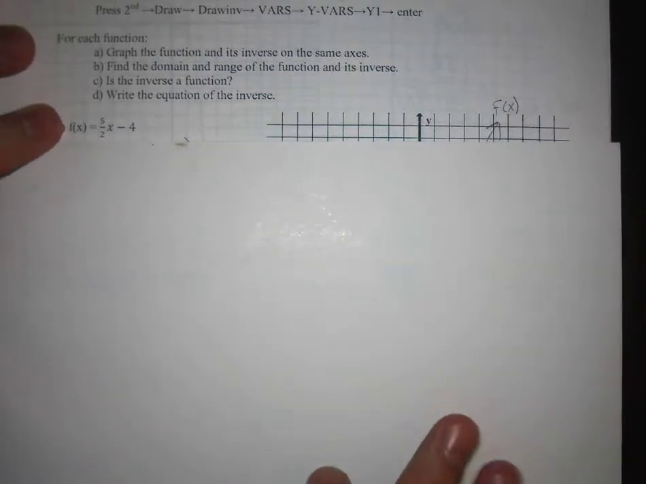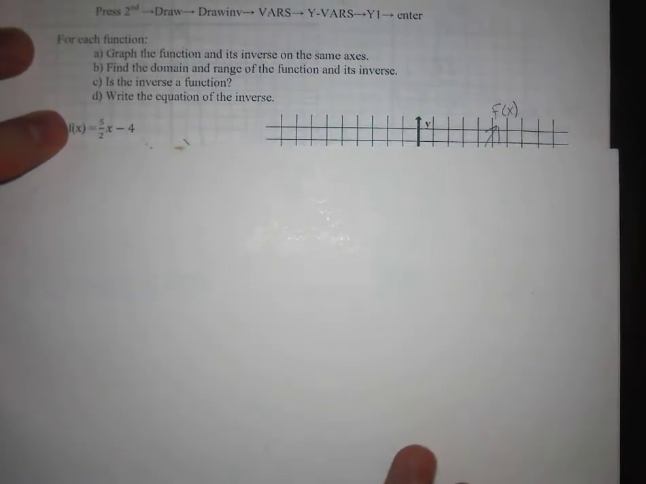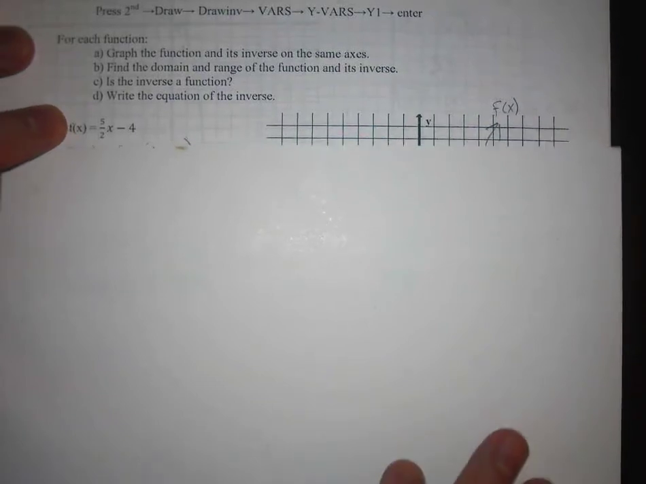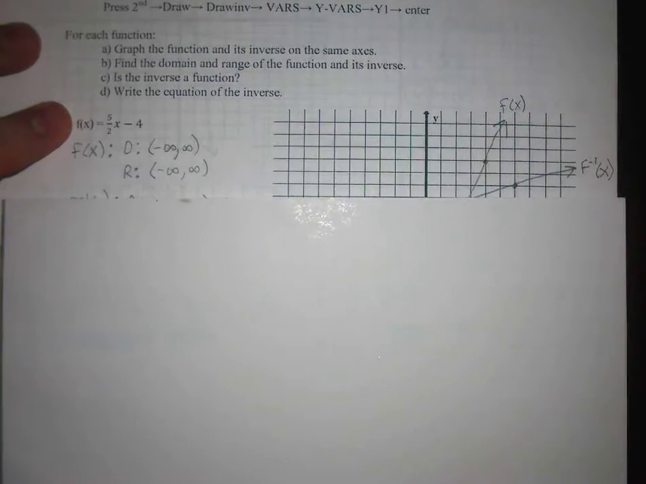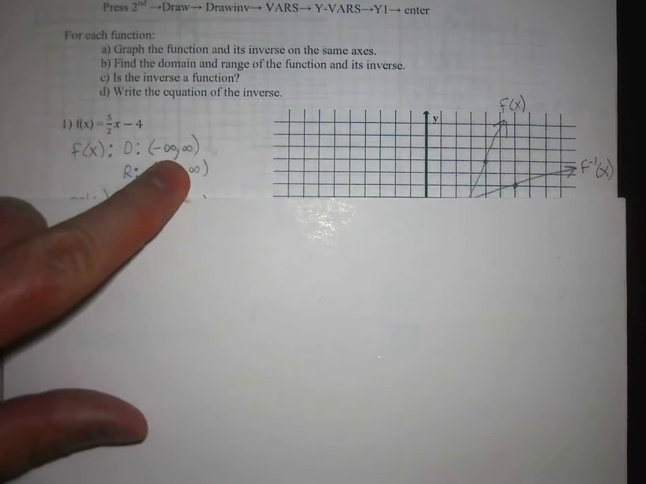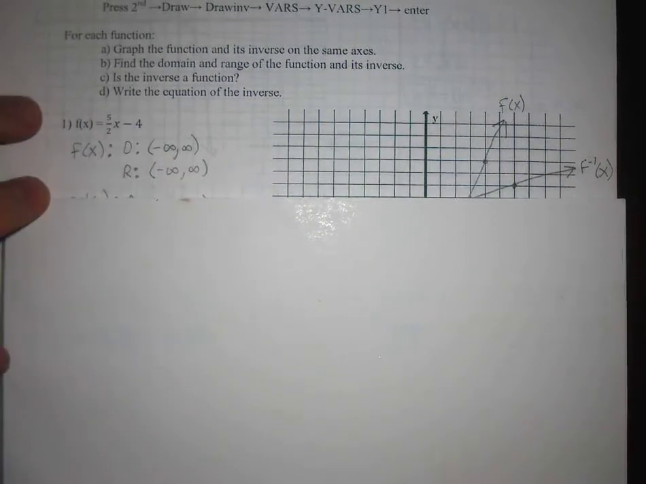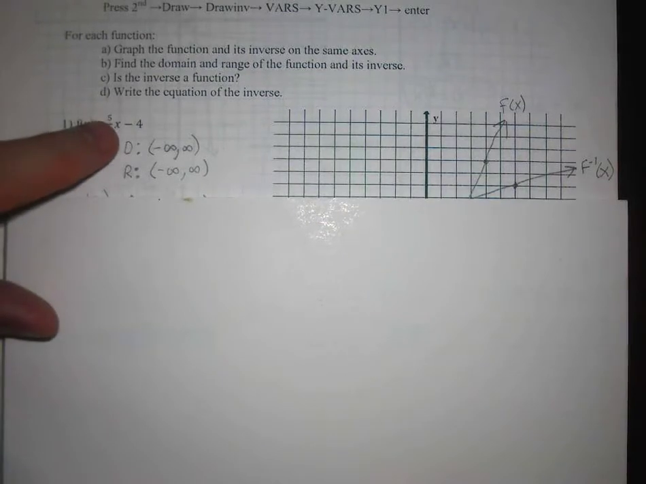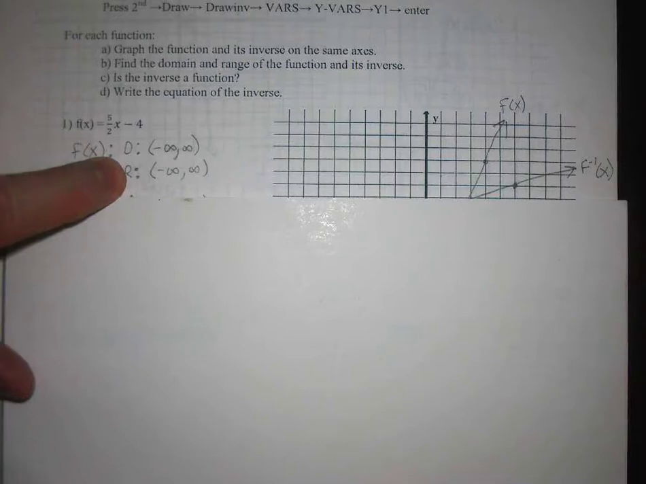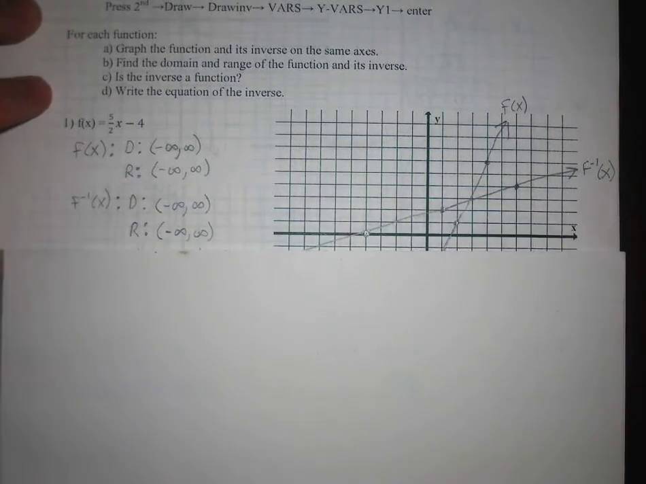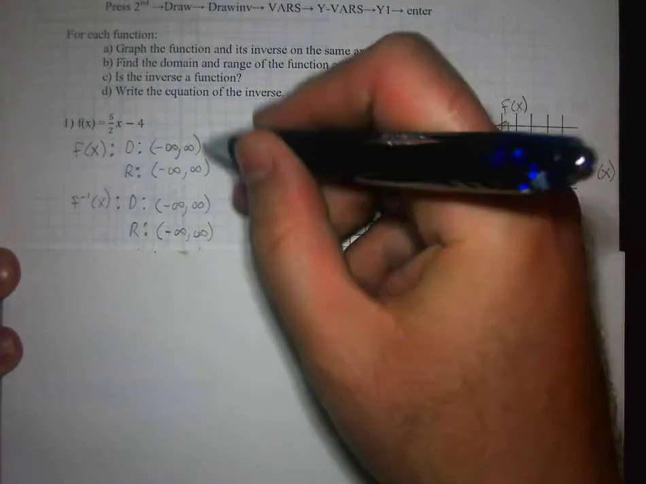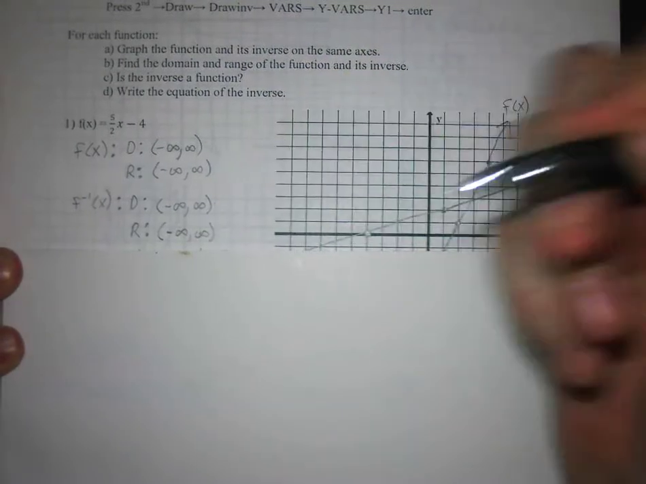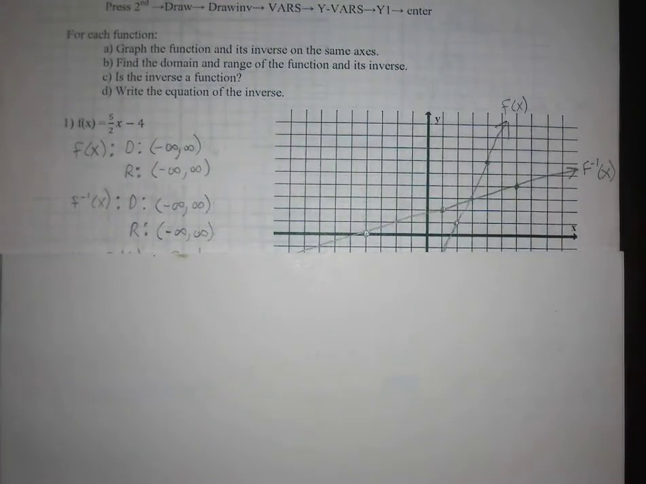Okay, so our first one, a basic linear equation, f of x equals 5/2 x minus 4. So the domain and range is negative infinity to infinity. When you switch x and y, your old domain is your new range, and your old range is your new domain. So basically, these values are here, and these values are here. It's hard to tell because they're the same in each of them.